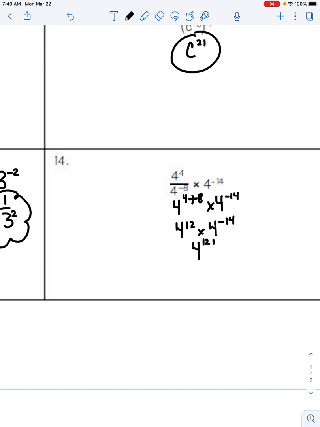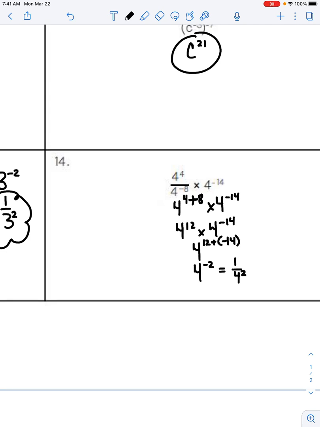So 12 plus a negative 14. Remember our rule, different signs you subtract and keep the sign of the bigger number. So 12 minus 14 is going to be negative 2. I can't have a negative exponent as a final answer, so I take the reciprocal of 4, so 1/4, and I put my positive exponent on the bottom. So my final answer is 1/4 to the second power.